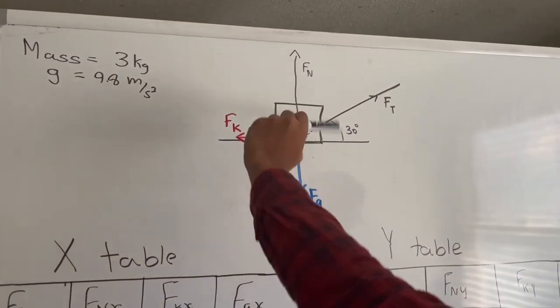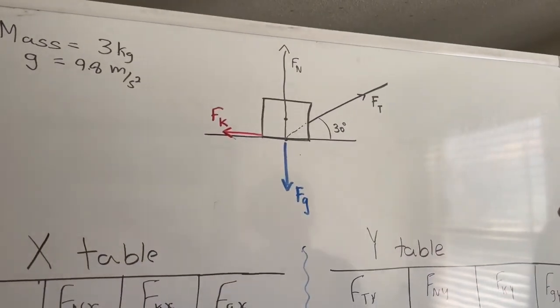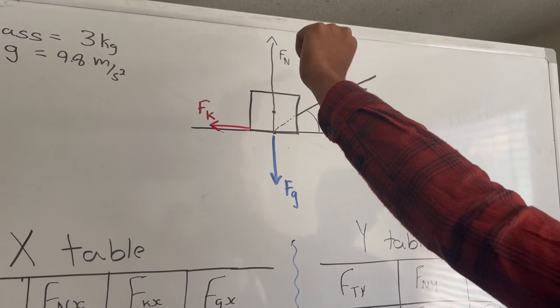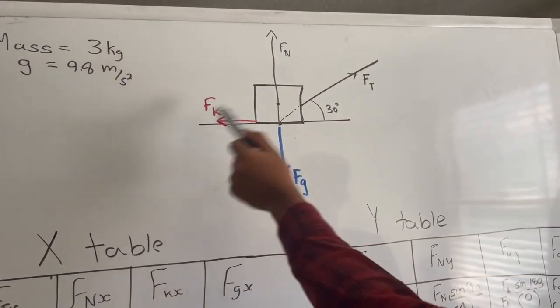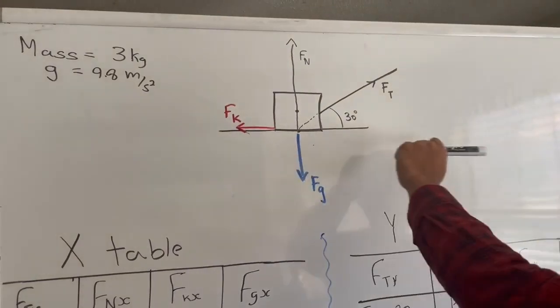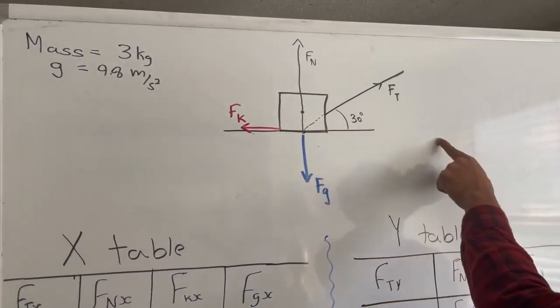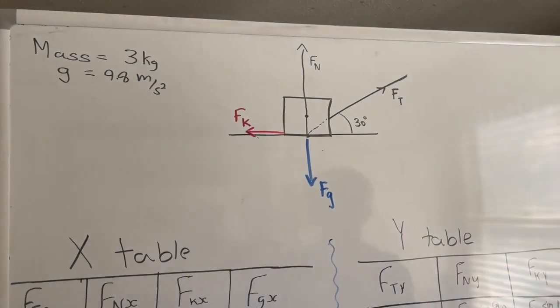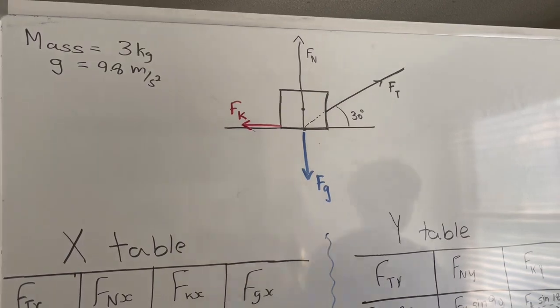Now, here is Fn and Fk, the two contact forces. Knowing that Fn is perpendicular to the contact surface, you can see right here, and Fk is opposite of the direction the object is moving in. So the object is moving in the forward direction, so that means Fk has to act in the opposite direction, going this way. And here's Fg going downwards.